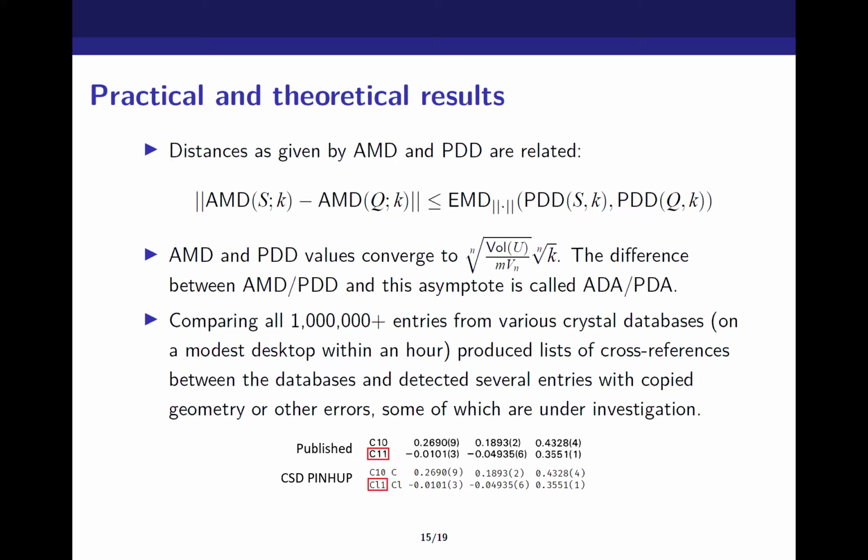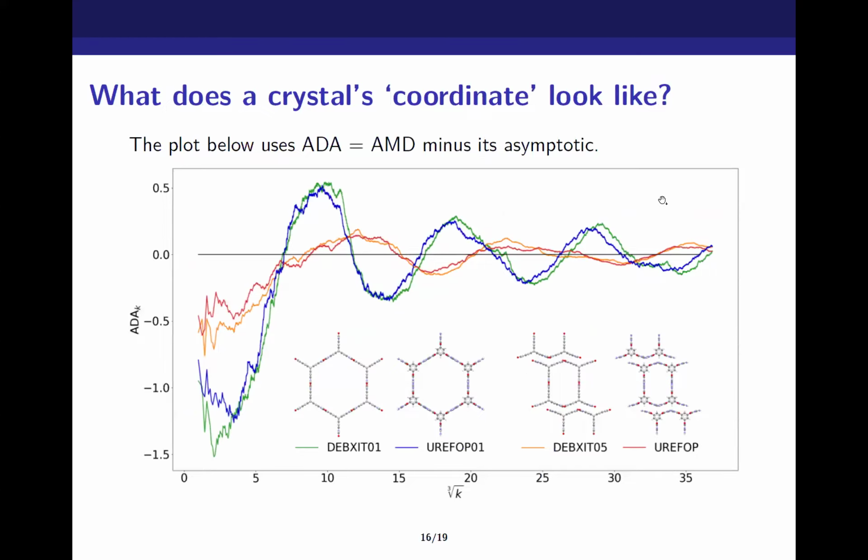But some of the errors we found, there have been action taken on them. When it says action, it says under investigation, that means you email the authors and they never get back to you, unfortunately. So this is what the, say, coordinate of a crystal looks like. This vector I was talking about, we've taken out the asymptotic. So if you just took the raw distances, it'd be a cube root curve. But this is how the distances sort of wiggle around that cube root as it converges.